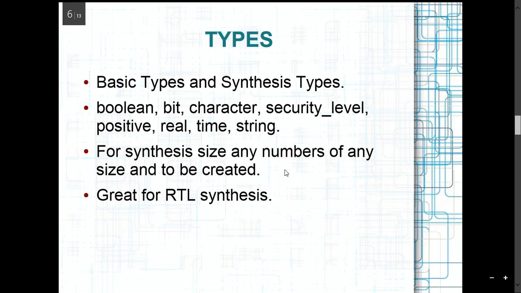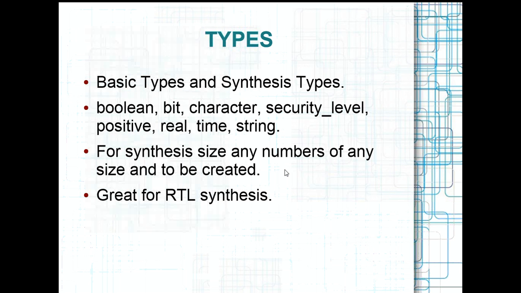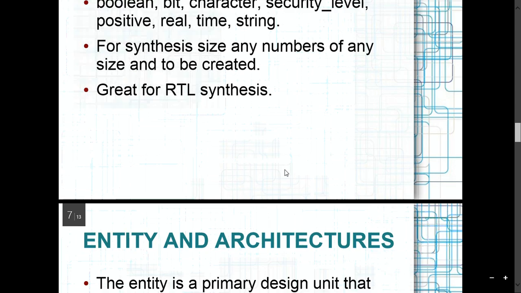There are two types, basic types and synthesis types. For basic types, we have booleans, bits, character, security level, positive, integer, real, time, string, pretty much everything. And for synthesis types, any size can be created, and this is great for RTL synthesis.